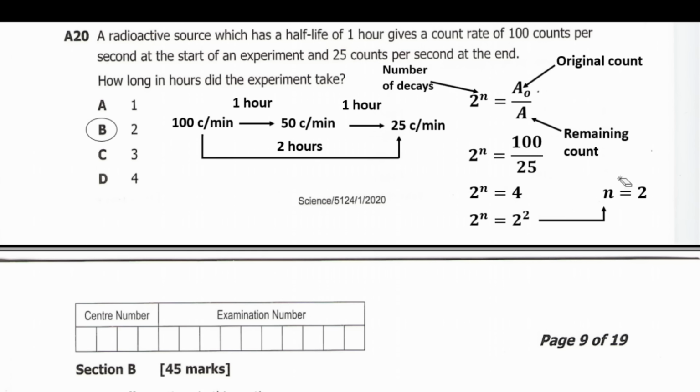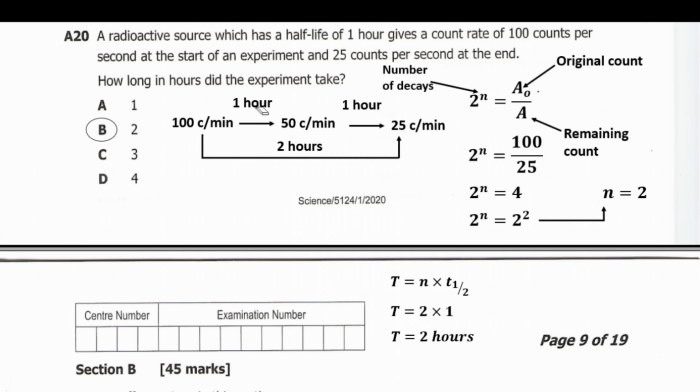Now we have found n. Where do we use it? We use it in this formula, where we say t, which is the total time taken, is equal to the number of half-lives that has taken place times the half-life. So the number of decays is now 2, so we replace here with 2. Half-life is 1 hour, so we put 1 hour here. So total time is equal to 2 times 1. 2 times 1 gives us what? 2 hours. So our answer still remains B.